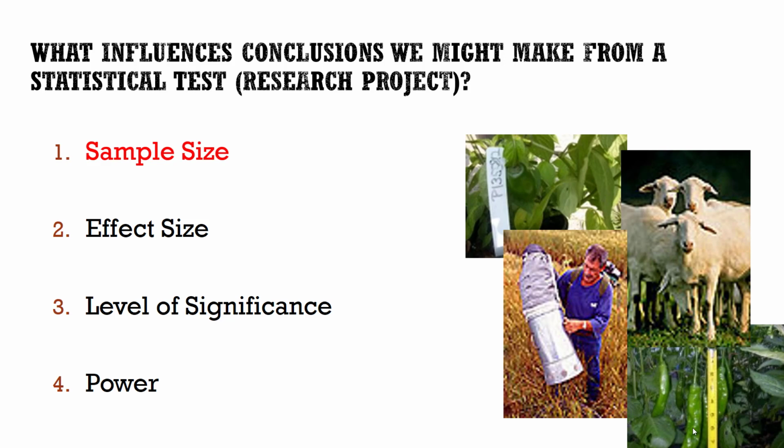The third component that could influence a research project is the level of significance that we use. We have already talked about the level of significance in research. For this class, and for really most sciences, it is going to be that alpha value of 0.05 or a 95% level of significance. And then all of these things contribute to power, which again is the probability that a particular experiment will detect a difference, assuming that there really is a difference to be detected.